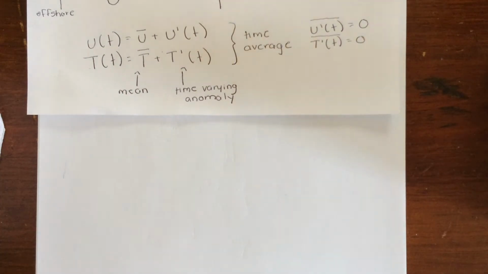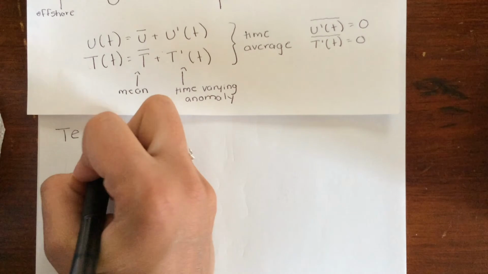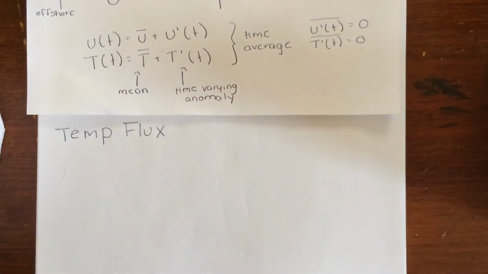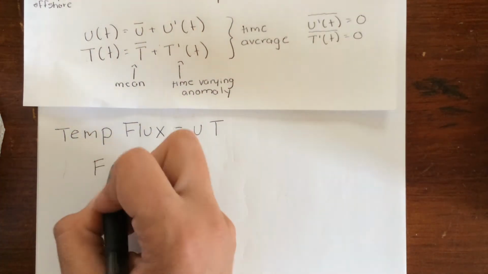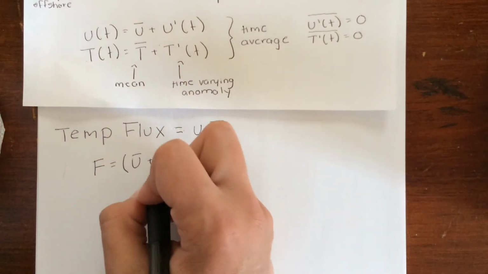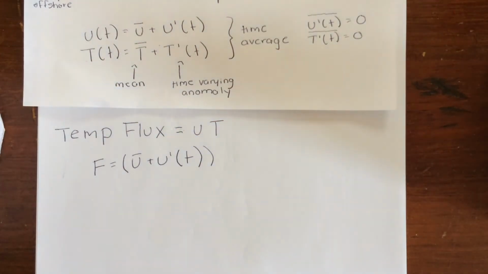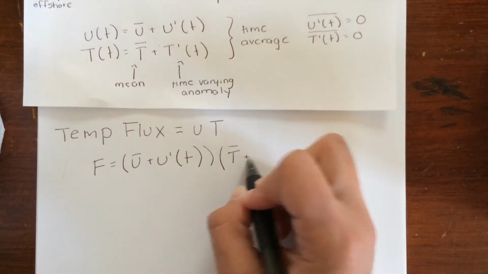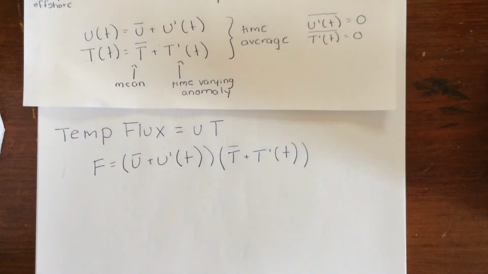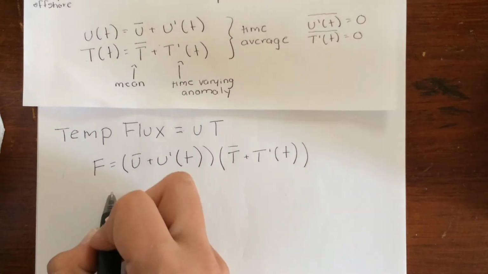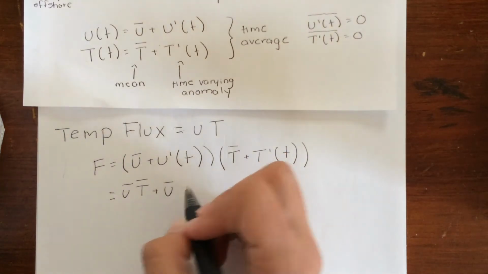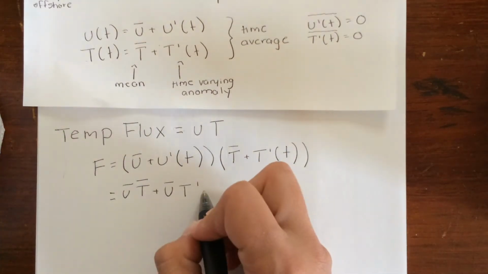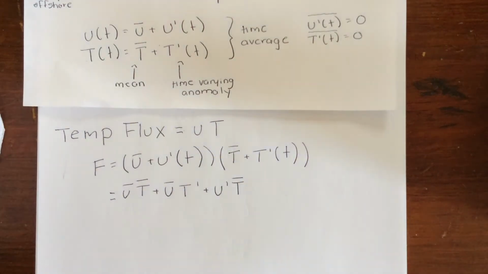Okay, with this idea in mind, we can calculate the temperature flux on or off the shelf as the velocity u times the temperature T. We substitute into our equations from before and distribute to get u bar T bar plus u bar T prime plus u prime T bar plus u prime T prime.